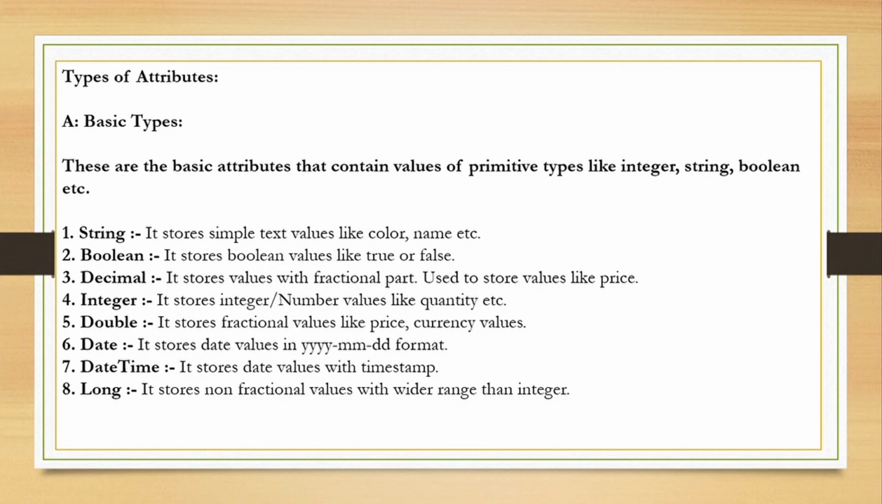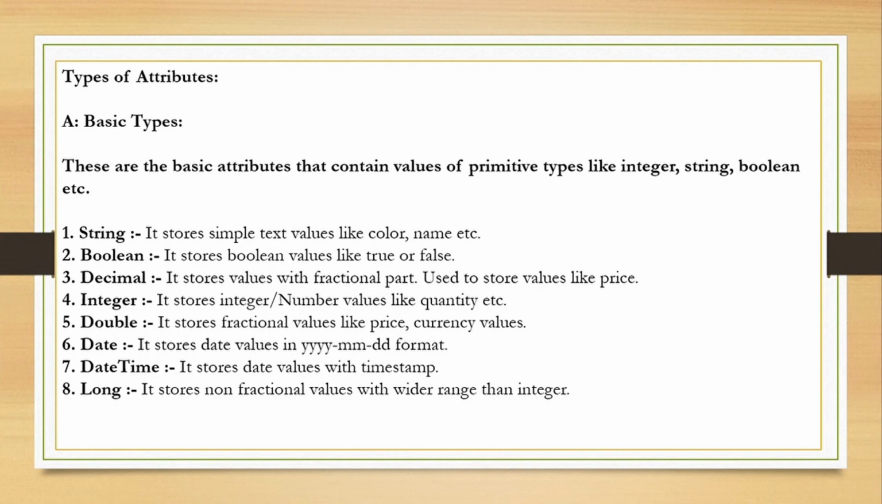String stores simple text values like color, name. Boolean can store variables like true or false. Decimal stores values with a fractional part, like price. Integer stores integer number values like quantity, etc. And double stores fractional values like price, currency values.